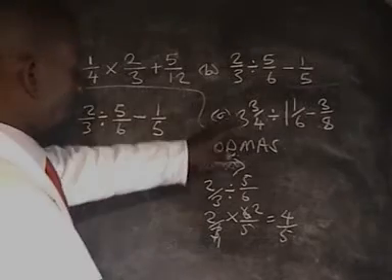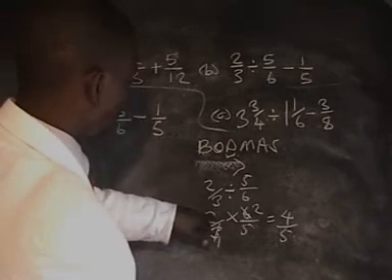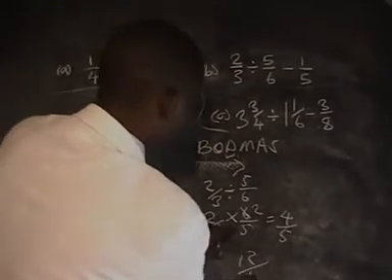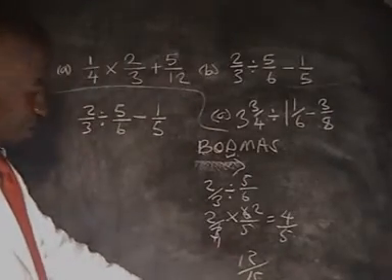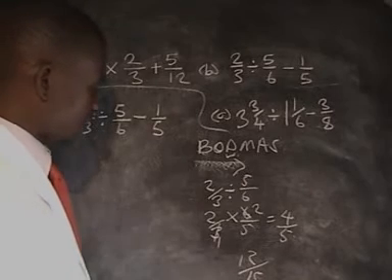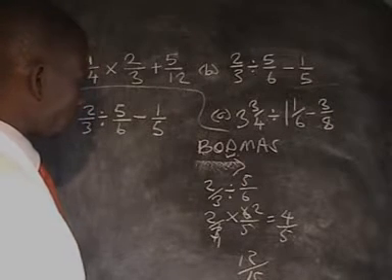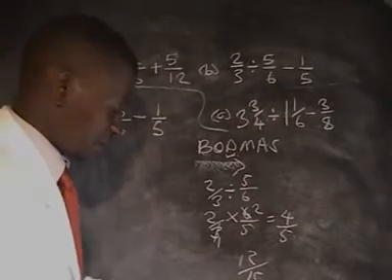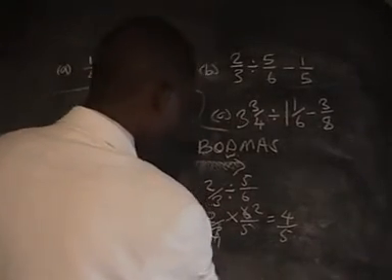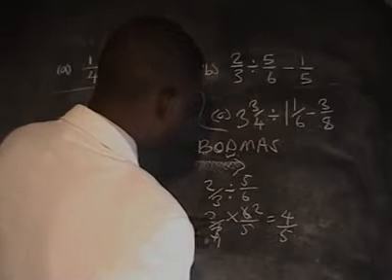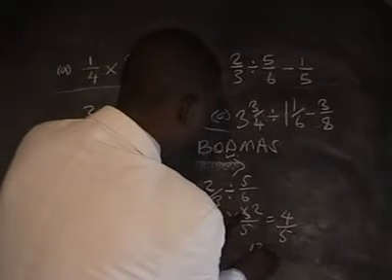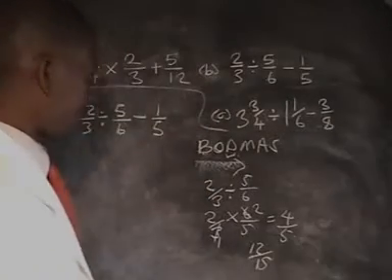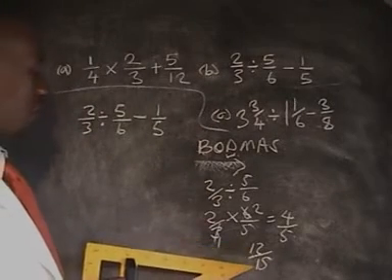But the other way to do it without reducing first, you can say 2 multiplied by 6, you get 12, over 3 multiplied by 5, you get 15. Upon getting 12 over 15, you have to look for the number which can be divided into 12 as well as 15 without leaving any remainder.